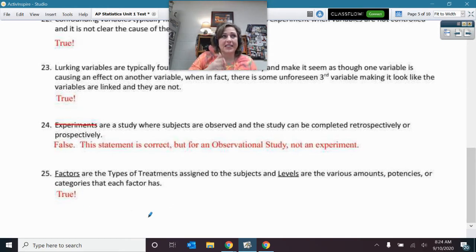Factors are the types of items that get assigned to the subject. So in our dog problem yesterday, the dogs were assigned a type of diet and a type of exercise plan. So that was two factors. And then the levels are the amounts or potencies of those. All right. So that was a short little video going over the true false, numbers 15 through 25.